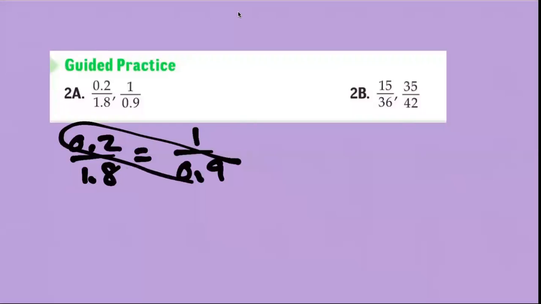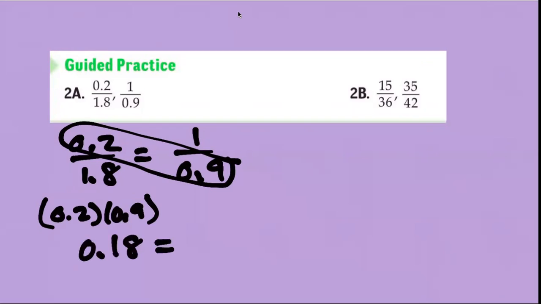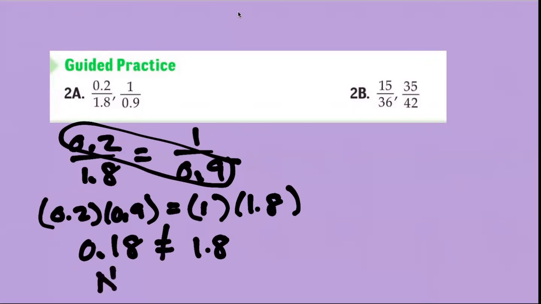Okay, so set them up as if they are equivalent, and then do your cross products. So 0.2 times 0.9 is going to give me 0.18. And then over here, we have 1 times 1.8, and that gives me 1.8. And so while they look really close to each other, they are not the same. So these are not equivalent. So that would be a no.